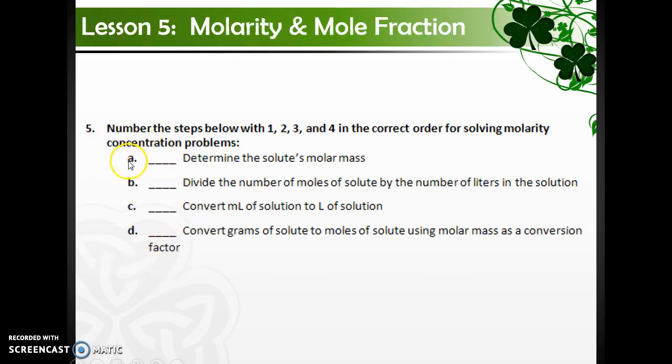Alright, put the steps in order for solving molarity concentration problems. First, you want to determine the solute's molar mass. Then you want to convert grams of solute to moles of solute using the molar mass as a conversion factor. Then you want to convert milliliters of solution to liters of solution. And then you want to divide the number of moles of solute by the number of liters of solution, and that'll give you the molarity. Sometimes you'll be able to just pick up at step 4 if you're already in moles and you're already in liters. But these are the steps for if you're starting in grams and your volume is in milliliters.